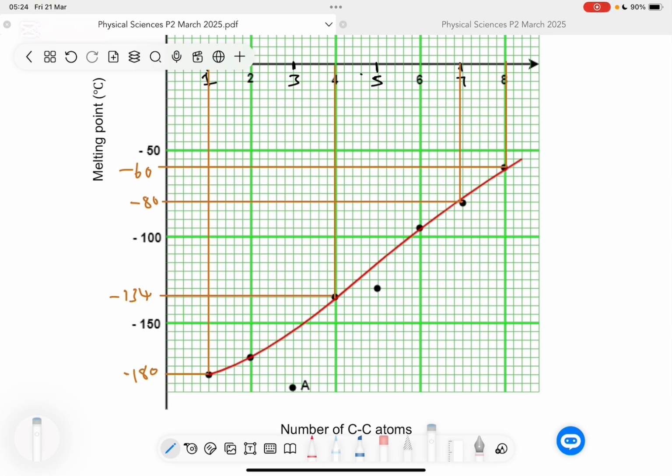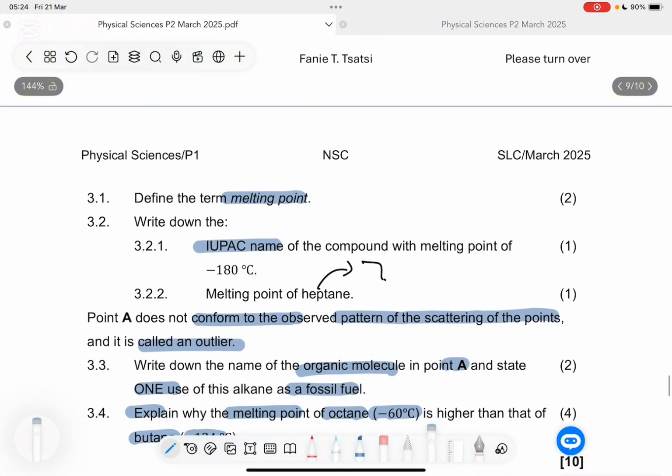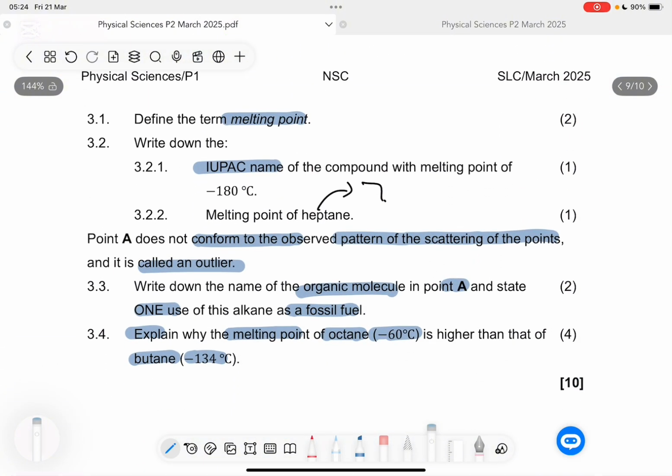We are going now to move to question 4 to close off this question paper.